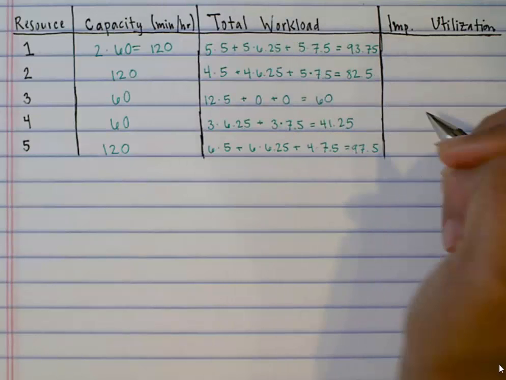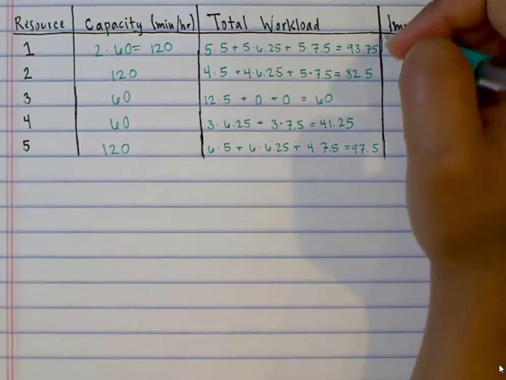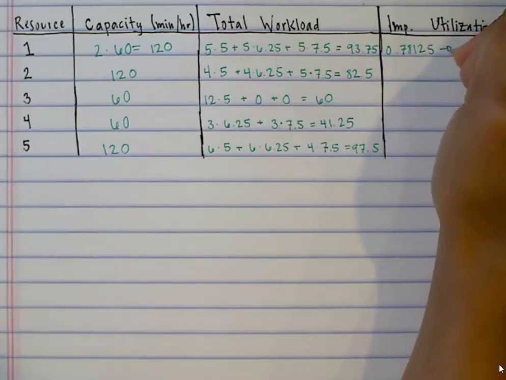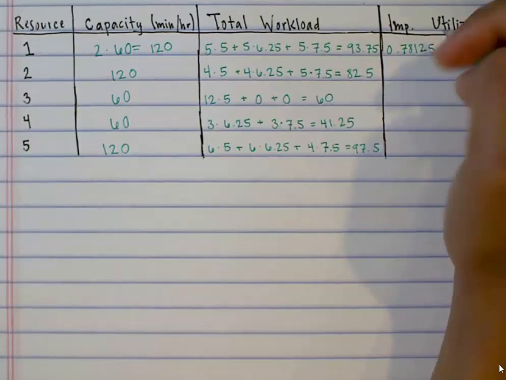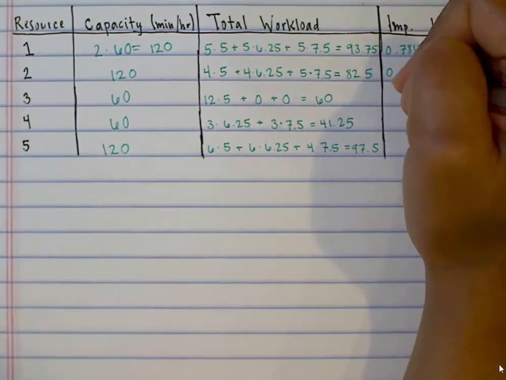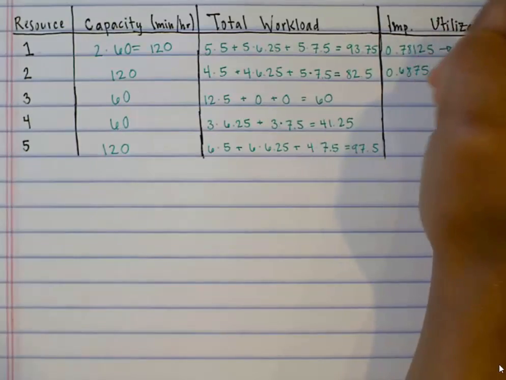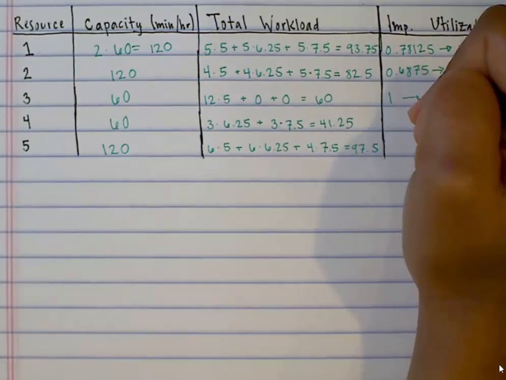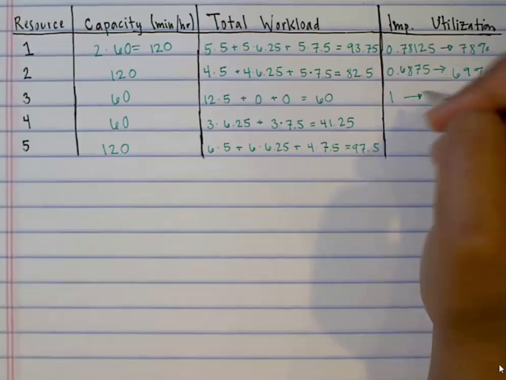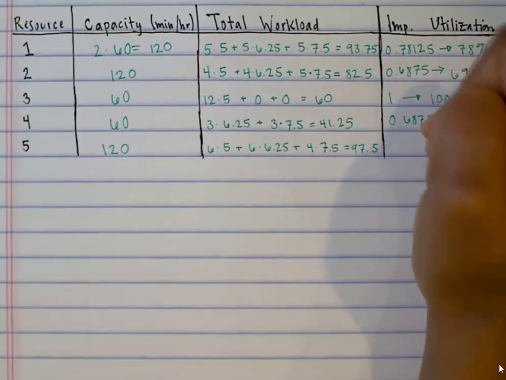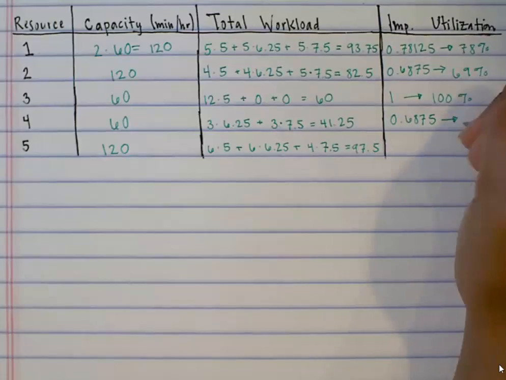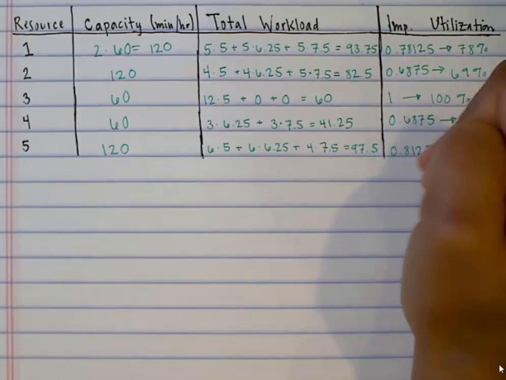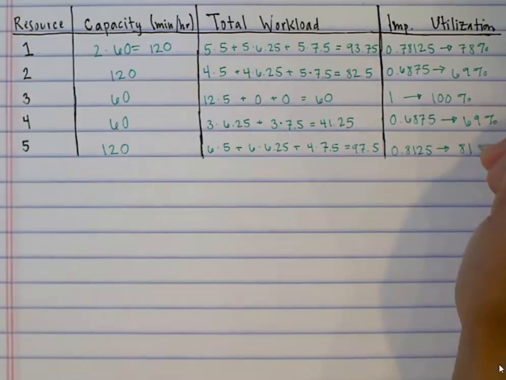Finally, we can calculate the implied utilization for each resource. For resource 1, 93.75 divided by 120 is 0.78125, or 78%. For resource 2, 82.5 divided by 120 is 0.6875, or 69%. For resource 3, 60 divided by 60 is simply 1, or 100%. For resource 4, 41.25 divided by 60 is 0.6875, or 69%. And for resource 5, 97.5 divided by 120 is 0.8125, or 81%.